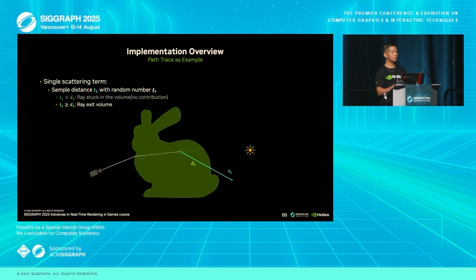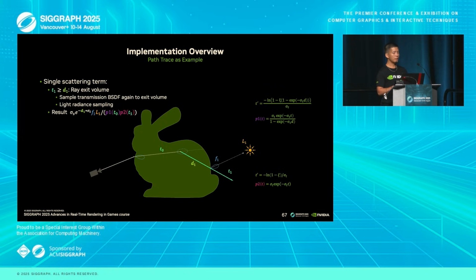Second case, t1 is greater than or equal to d1, meaning that the sampled scatter distance is beyond the exit boundary. Essentially, no scattering occurs before the photon leaves. In this second case, we perform exit transmission BSDF sampling and light sampling for the scatter ray at the exit point, gathering the single scattering energy contribution.